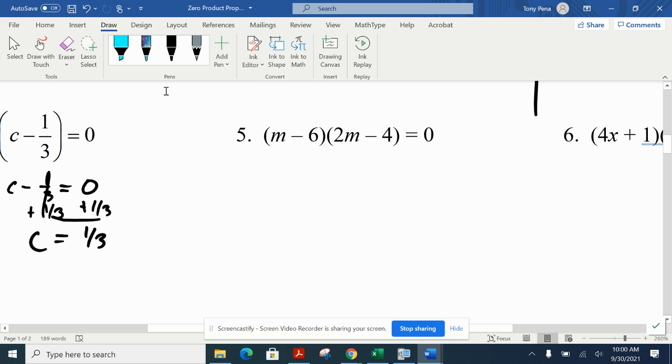So now when I look at number 5, to me, I would think most of you could do this one in your head. So tell me what that would be, or just write down what you think that answer would be. So basically, what would make that first quantity a 0? Whatever that answer is, it's one of your answers. All right, so write that down.